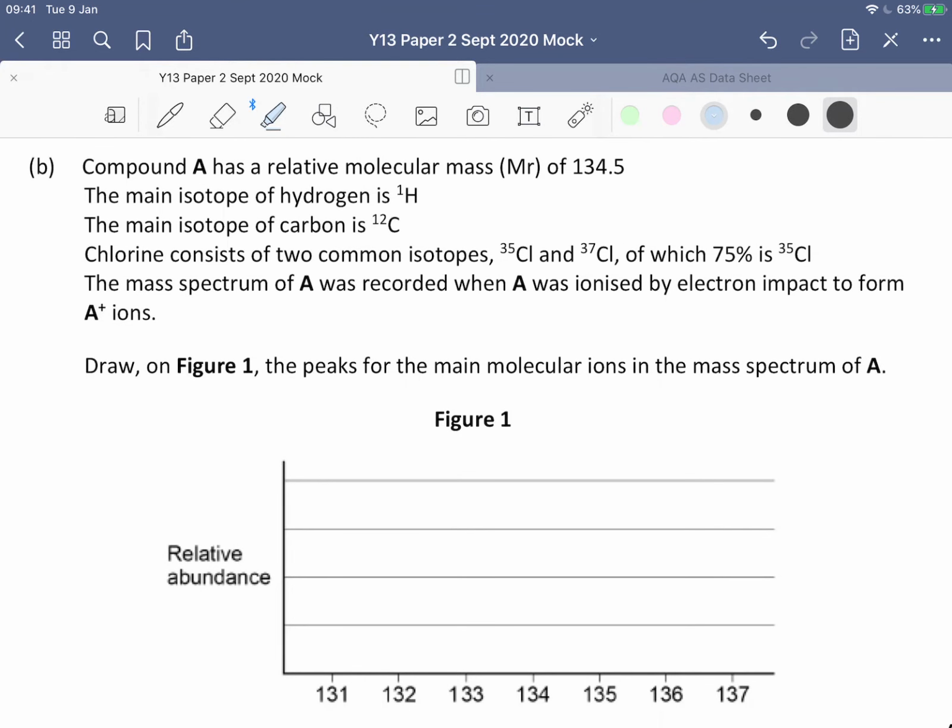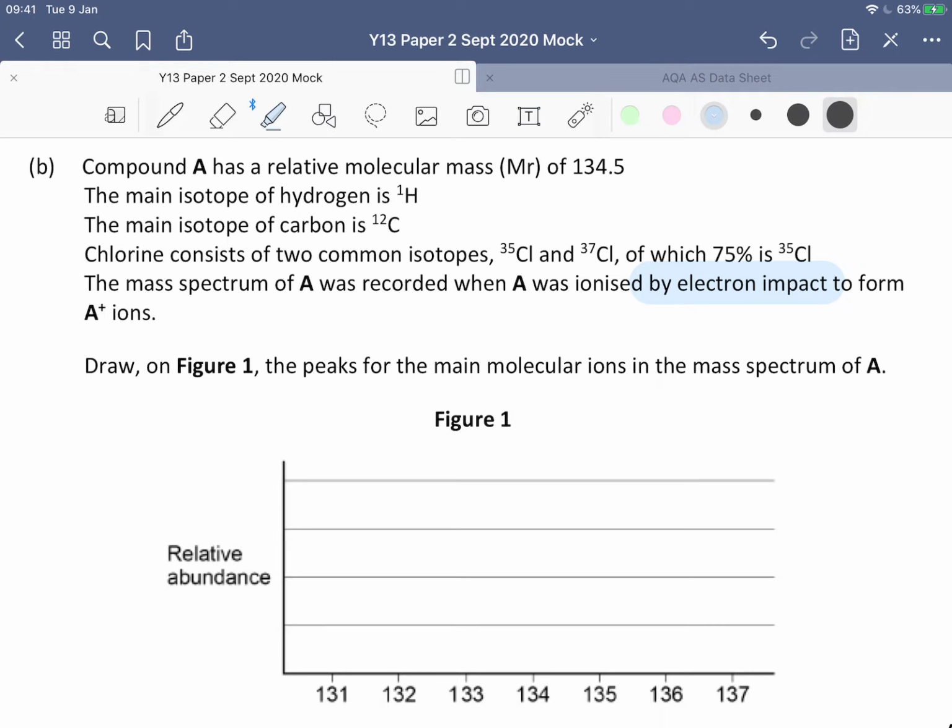It says compound A has a relative molecular mass of 134.5. The main isotope of hydrogen is H1, the main isotope of carbon is C12, and chlorine consists of common isotopes, chlorine-35 and chlorine-37, of which 75% of all chlorine atoms are chlorine-35. The mass spectrum of A was recorded when A was ionized by electron impact, which is an important point. That means we're losing an electron, so the mass is not changing.